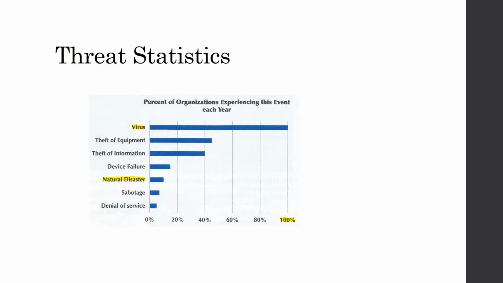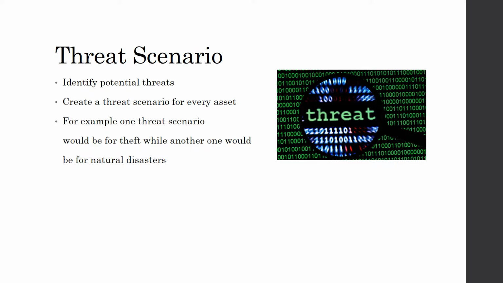The first step you want to take in identifying potential threats is to create a threat scenario. A threat scenario basically tells you how an asset, such as a server, can be compromised by one specific threat. Each asset can be compromised by a variety of threats, so you have to create a scenario for every threat that an asset faces. For example, you would have one threat scenario for a natural disaster destroying the database and another threat scenario for the theft of information in the database.